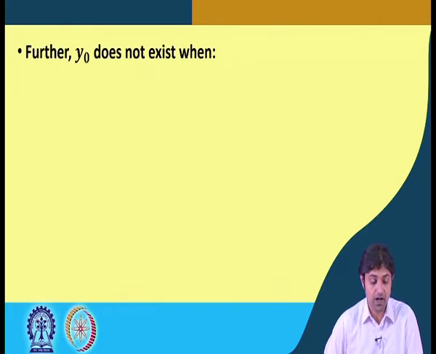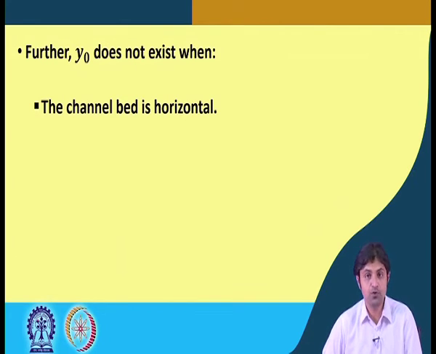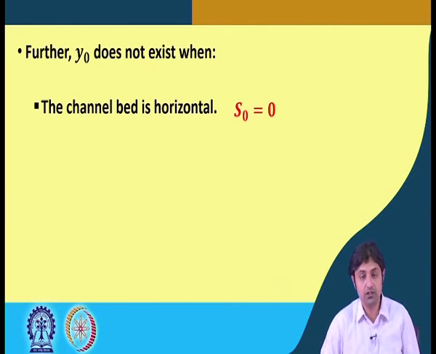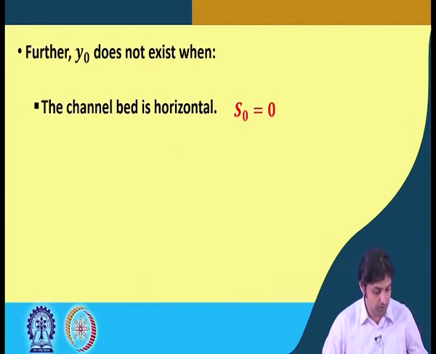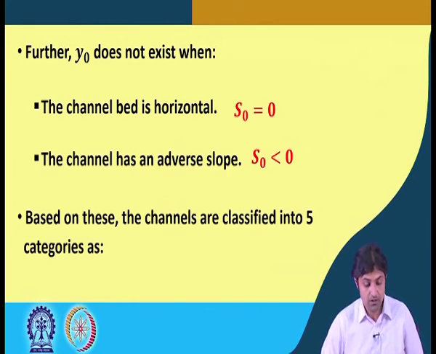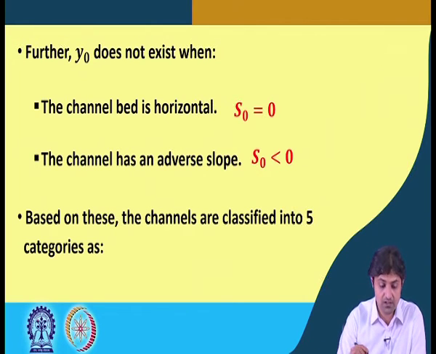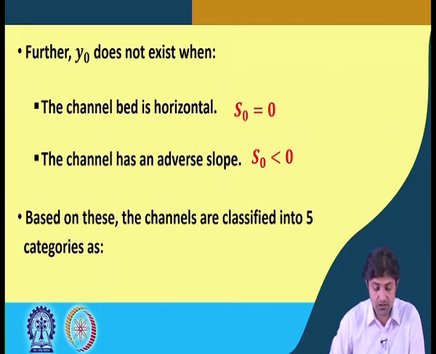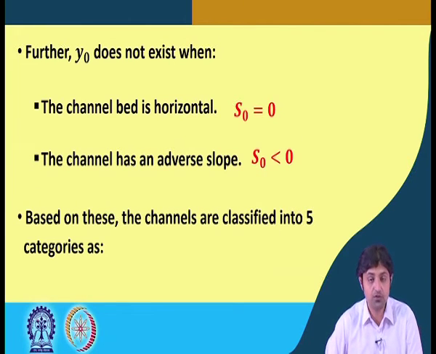Further, Y naught does not exist if the channel bed is horizontal, that means S naught is equal to 0. If the channel has an adverse slope, then also there will not be any normal depth, that means S naught is less than 0. Based on these conditions, the channels are classified into 5 categories.